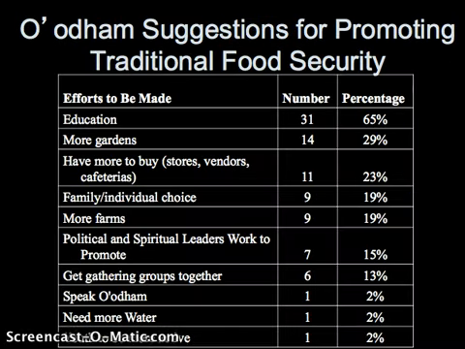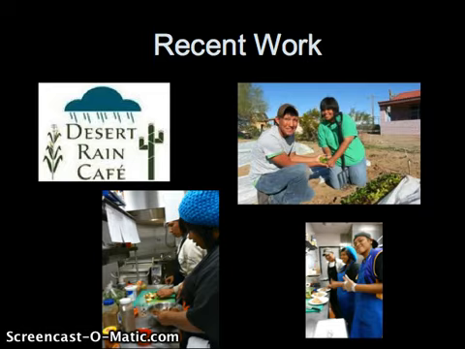Some of the overall suggestions, the biggest thing was education. People on the O'odham Nation really pushed for education, both from elders as well as in institutional settings, to promote traditional foods, to know about their importance, how to prepare them, and how they fit in overall, particularly with a focus on transmission of information from elders to young adults as well as children in schools. Most of the recent work has focused on the development of traditional foods, not only production but also distribution and exchange.